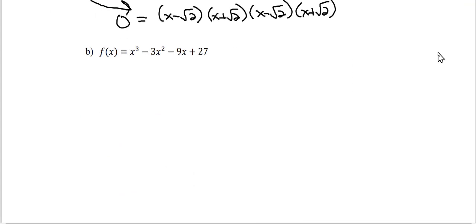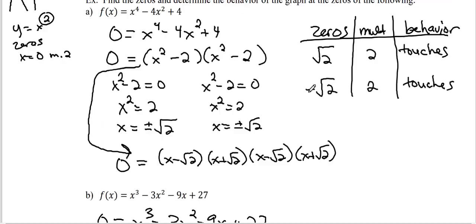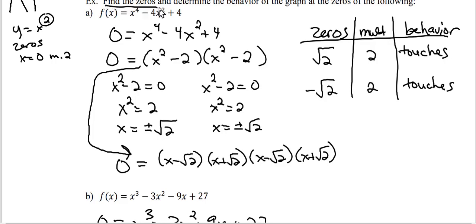All right, let's look at one more. First, we have to find the zeros. So we set the function equal to 0 because that's what it's asking us to do. It's not just a default. We always just set the function equal to 0. We do that because it's asking us to find the zeros.